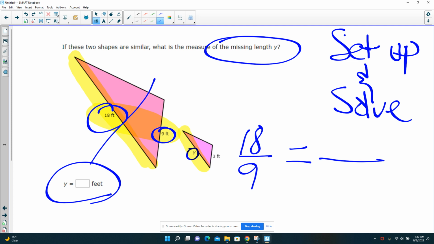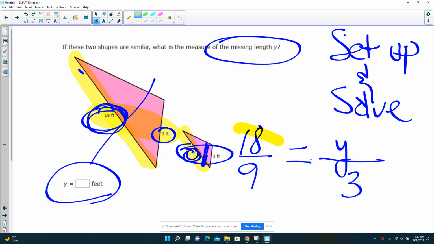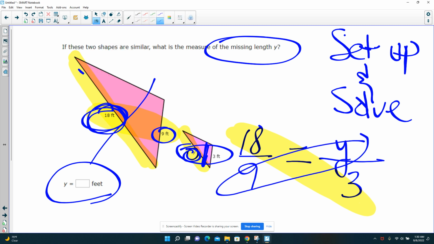Now on the other side, if you started over here with the longest side, 18, now you need to continue with these two. The 18 matches with a y, and then you bring down the 3. Go ahead and cross multiply and divide by 9. 18 times 3 divided by 9. And that's it.